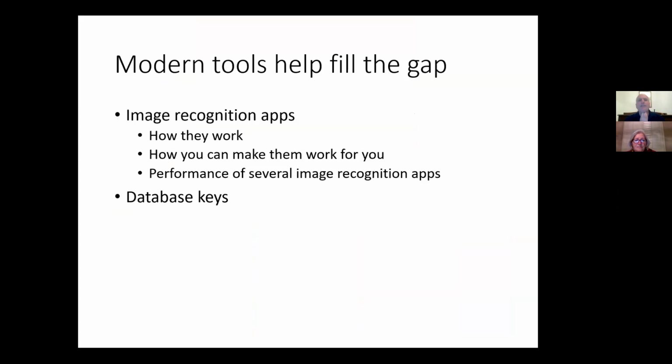So some of the modern tools that help fill the gap between the old field guide books and the dichotomous keys, there's a big gap in between there. So we have these image recognition apps, and we're going to talk about how they work and how you can make them work better for you. And then we're going to compare the performance of 5 different apps. And then we're also going to talk a little bit about database keys, which keep you from getting stuck like you can if you don't have fruit or something like that with the dichotomous key.